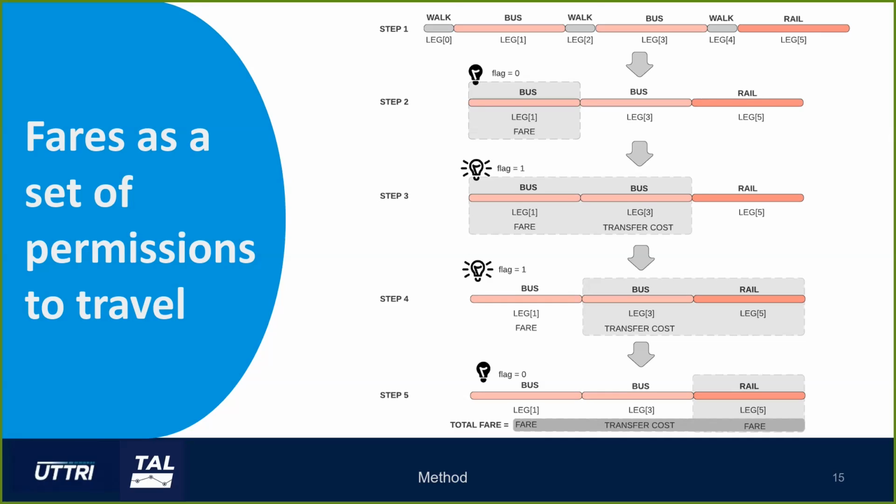We always iterate in pairs. So if the flag is 1, there is a valid transfer rule. If it's 0, it means no transfer rules. And when the flag is 0, the passenger needs to pay the full fare. Each iteration generates a partial cost that we sum up when we reach the last leg of the trip. Okay, so this is the first part of the solution.